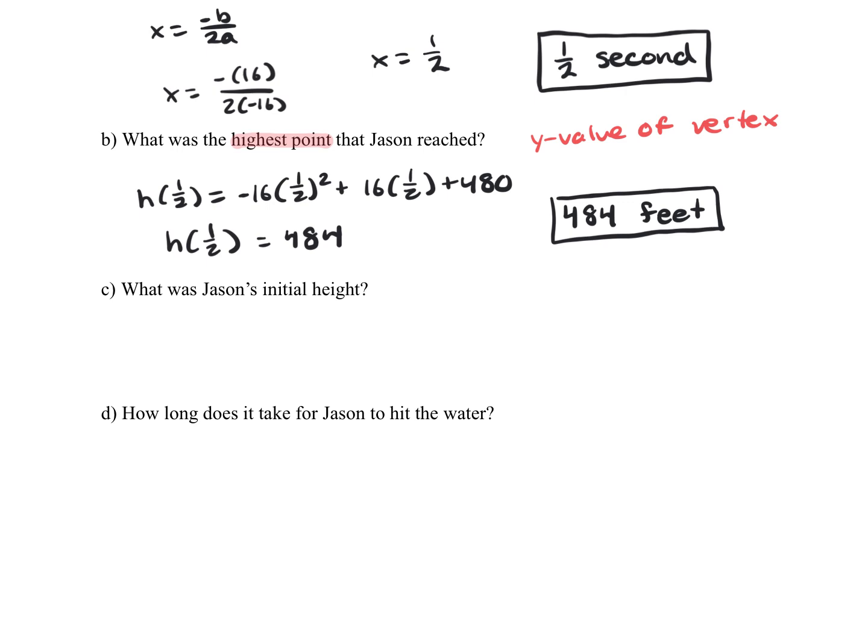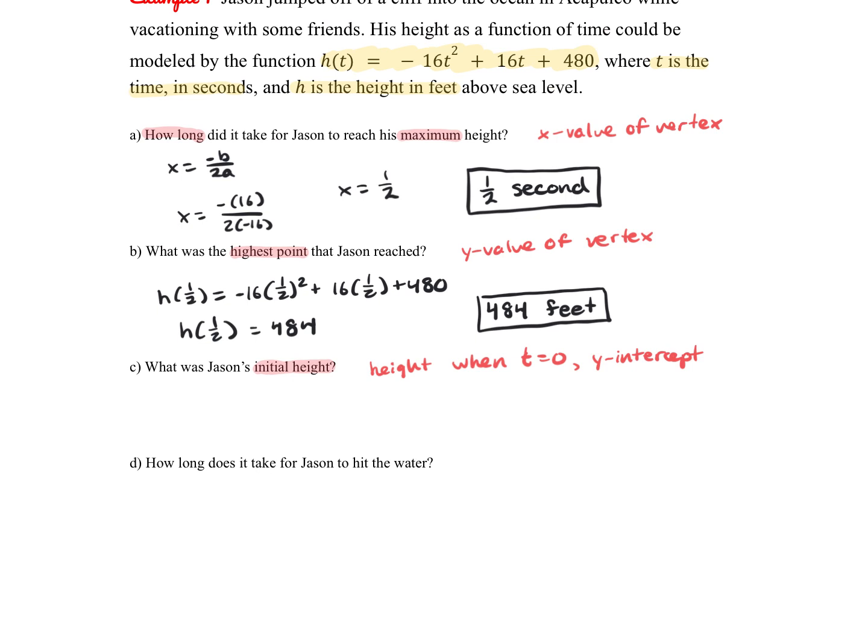The next thing they ask is, what was Jason's initial height? So when you see the word initial, that means the starting point. So when they ask for the initial height, they want the height when t equals 0. And if t is equal to 0, essentially what they're asking for is the y-intercept. We can identify that just by simply plugging in 0 to our function. And if you look here, if this turns to 0 and this turns to 0, we're just left with 480. It's always going to be that c value. So 480 feet is his initial height.